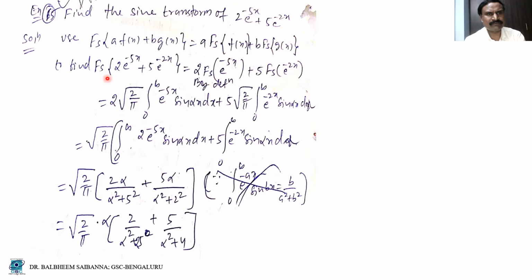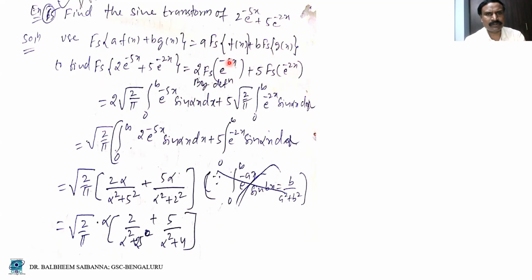To find Fs of 2e to the power of minus 5x plus 5e to the power of minus 2x, compare this and this: wherever a is there 2 is there, wherever b is there 5 is there. So we write 2 times Fs of e to the power of minus 5x, where f of x is e to the power of minus 5x, then 5 times Fs of e to the power of minus 2x.